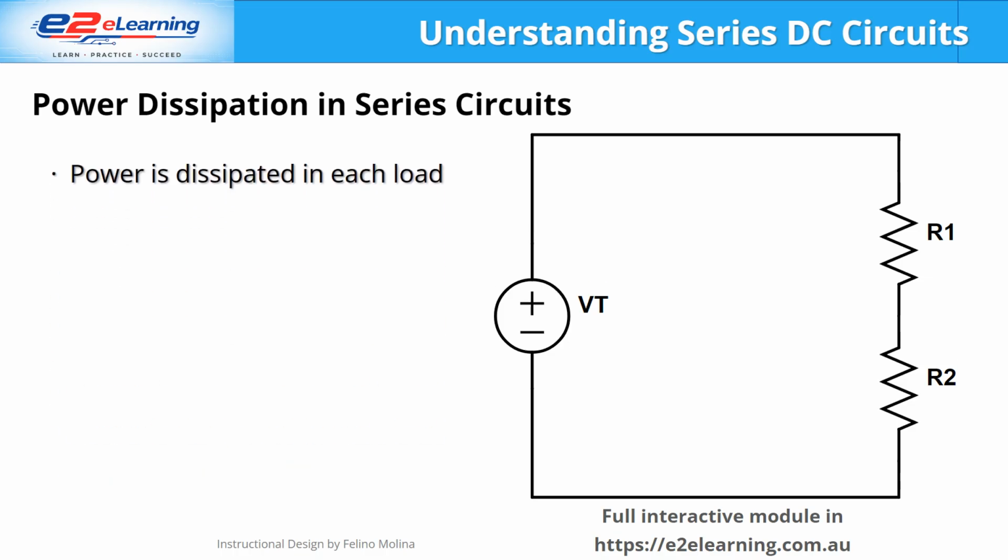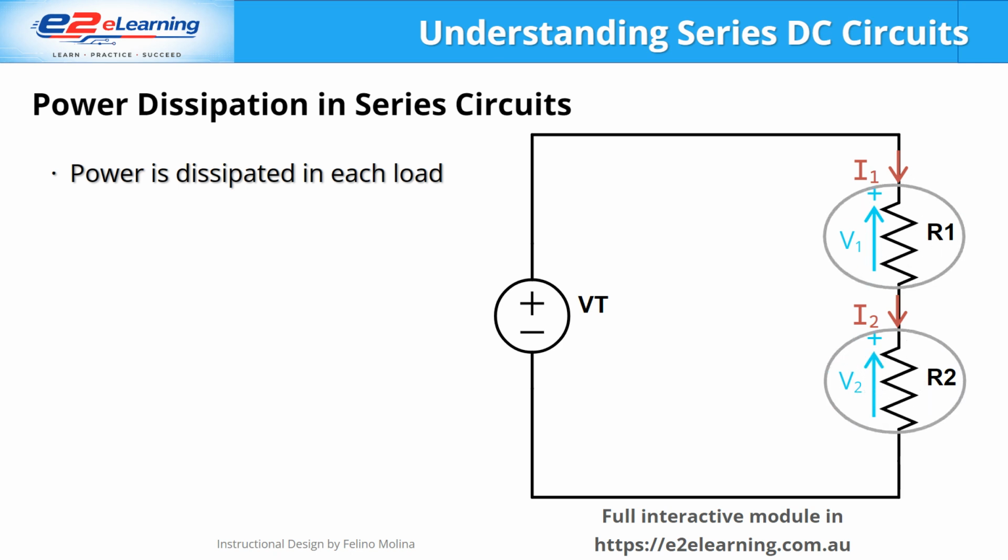Each load in a series circuit dissipates electrical power as energy is converted from electrical form into another form such as heat or light. The amount of power dissipated by each component depends on the voltage drop across that component and the current flowing through the circuit. Because the current is the same everywhere in a series circuit, differences in power dissipation are primarily influenced by the resistance value and resulting voltage drop of each load.